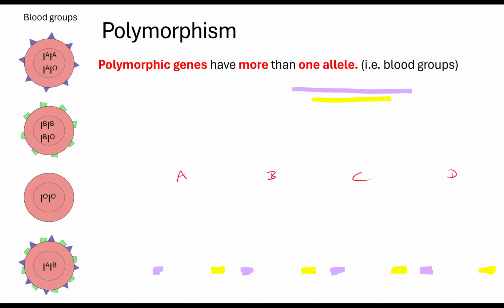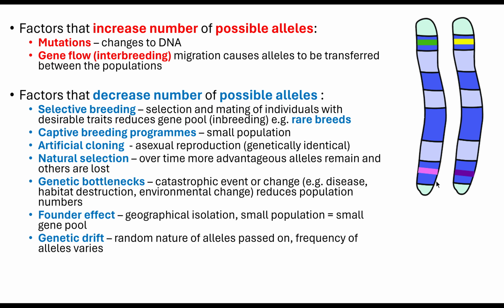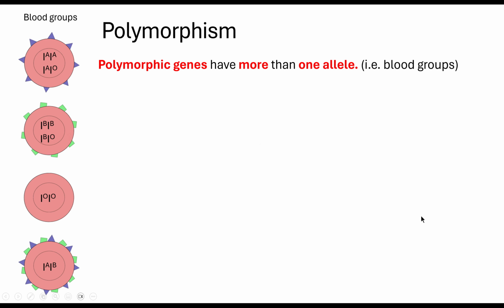Now, what we tend to do is look at the polymorphic genes. Polymorphic genes is where there is more than one allele present in a blood group. So in this case, you can have the polymorphic gene. What we're going to look at now is polymorphism then. Polymorphism is where you have polymorphic genes where there is more than one allele.